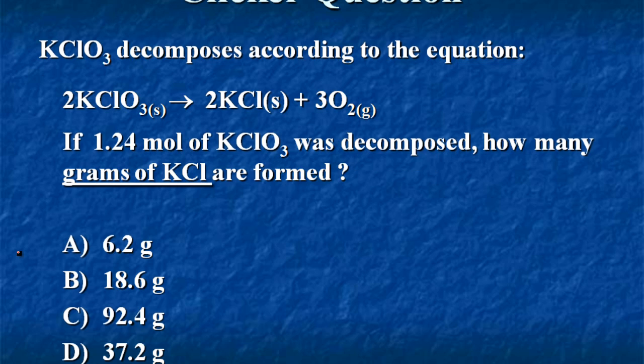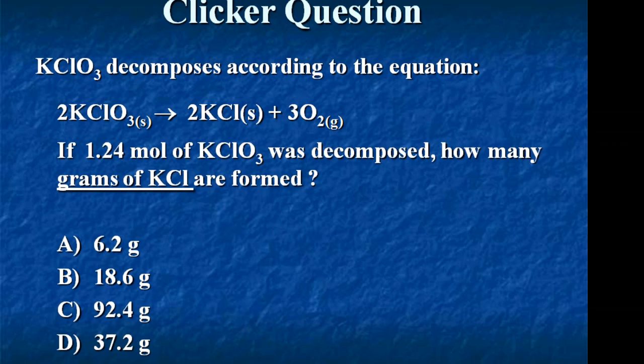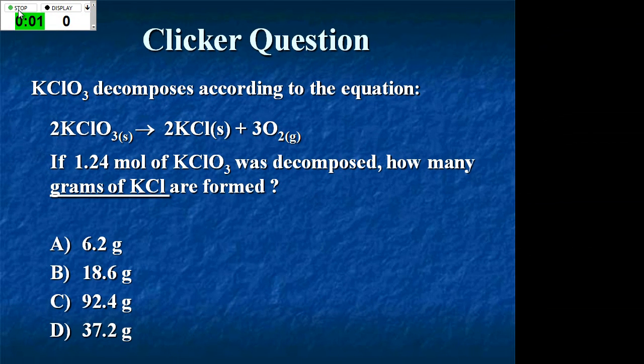Okay, here is your question. Read carefully. The reaction, you know this reaction. Potassium chlorate decomposing to KCl and oxygen. I have given you the moles of potassium chlorate. Okay? And the question is, how many grams of KCl are formed? You have the moles of KClO3, and you have the balanced equation.